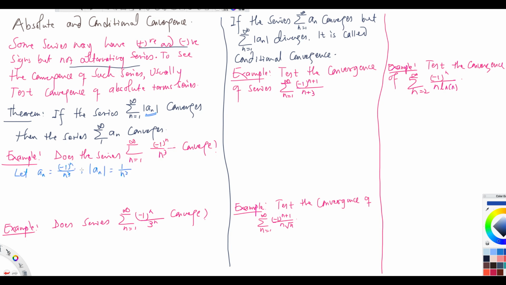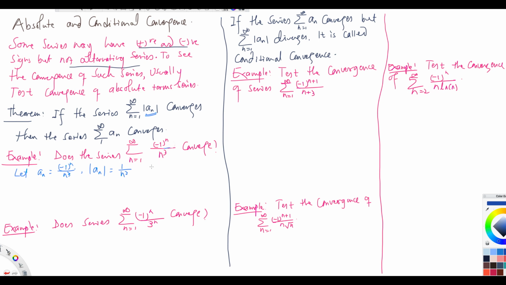All right, let us see this example. What it says is, does the series sum from n equals 1 through infinity of negative 1 to the n over n cubed converge? Okay, so it says, does it converge? All right, so here let's suppose that s of n equals negative 1 to the n over n cubed.